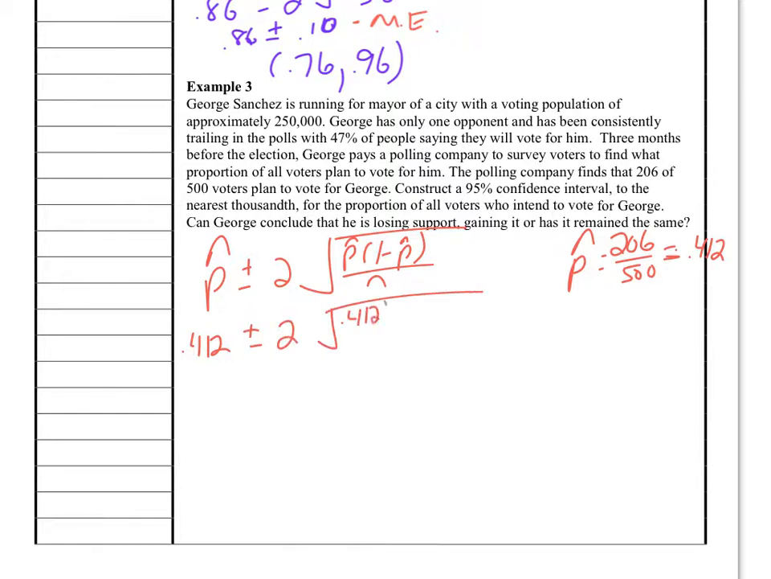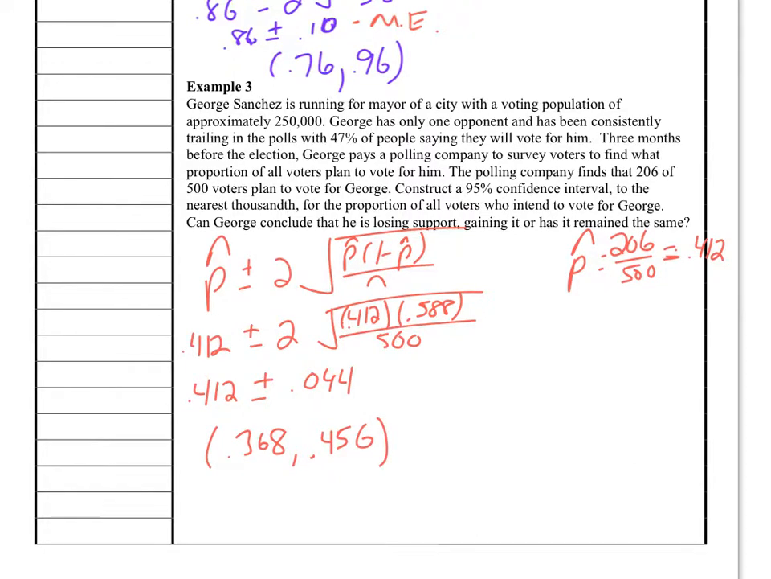Again, we're showing our work here. 1 minus 0.412 works out to be 0.588. Now you can leave it as 1 minus 0.412 if you want to. There's no problem with that, and you can even type it in the calculator that way too. So that works out to be 0.412 plus or minus 0.044, which, when you add or subtract it, gives you 0.368 up to 0.456.